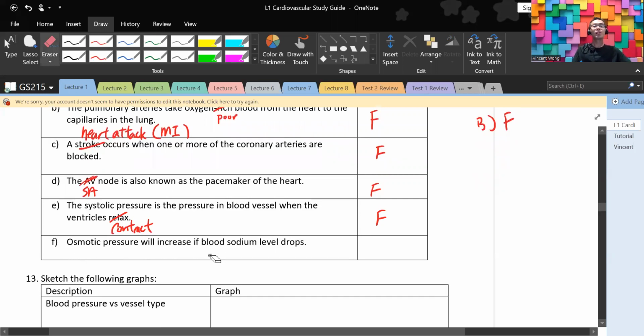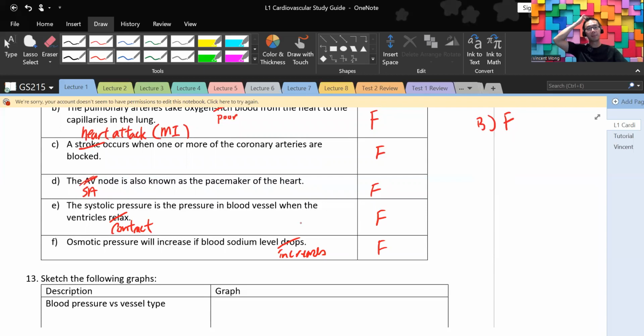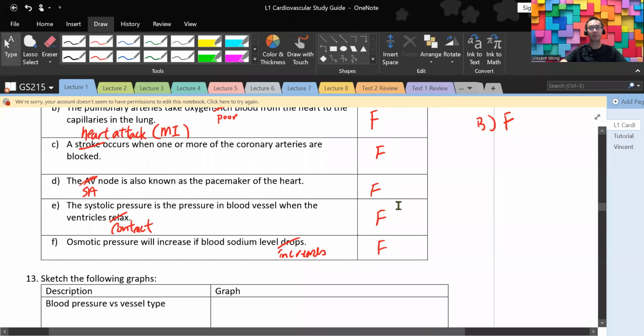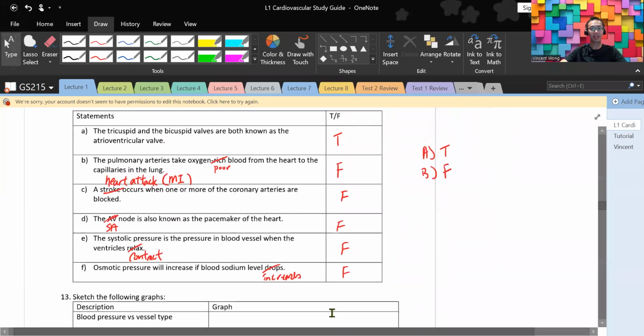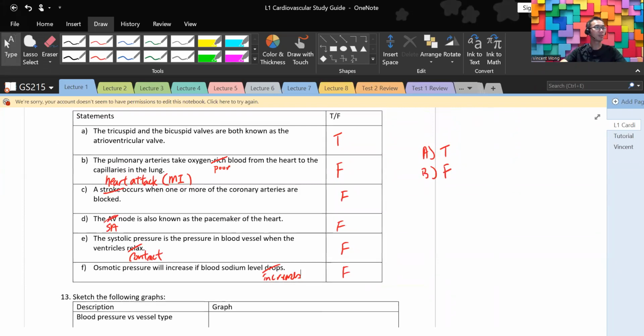Osmotic pressure will increase if blood sodium level drops. I explained that earlier today. It's actually the other way around. If sodium level increases, that will cause more fluid retention, right? Because the solute concentration is higher on the inside, it will draw in more fluid. So therefore, this statement is false. So only the first one is true. Everything else is false. Any particular questions about any of these statements? Do you need me to clarify any of them, or are you good?